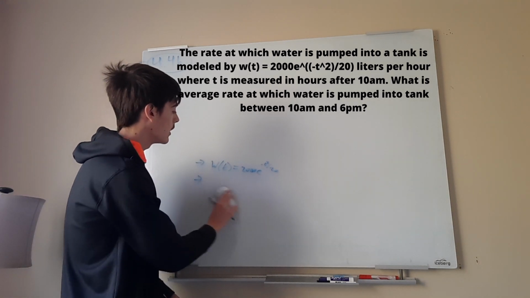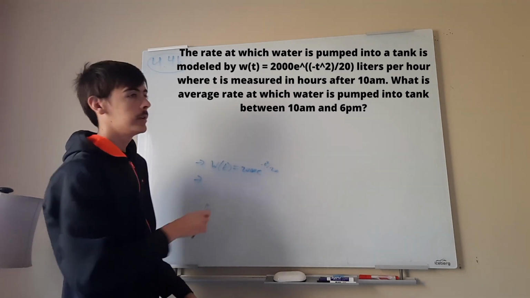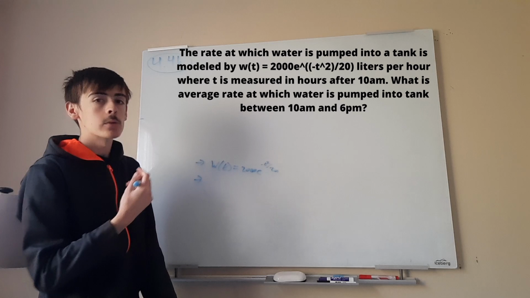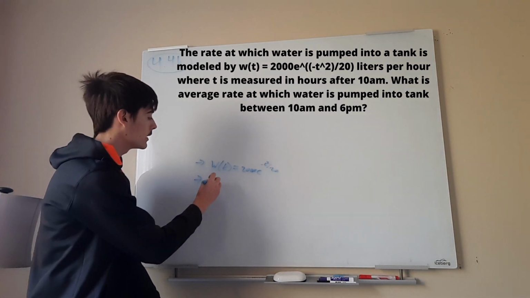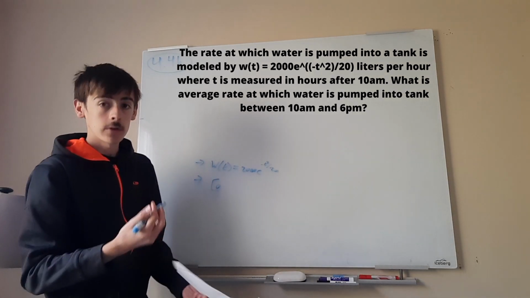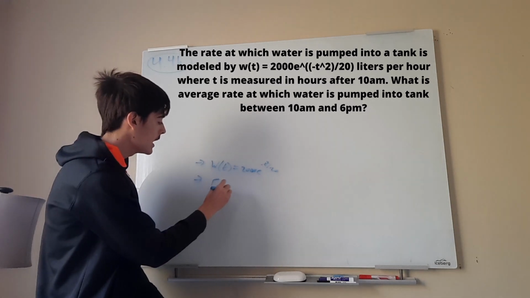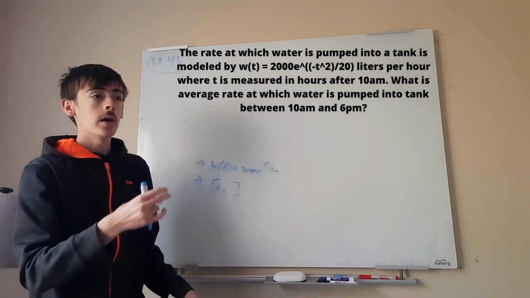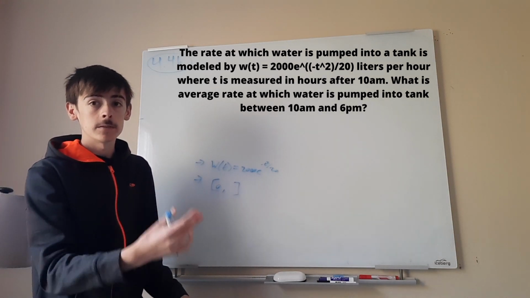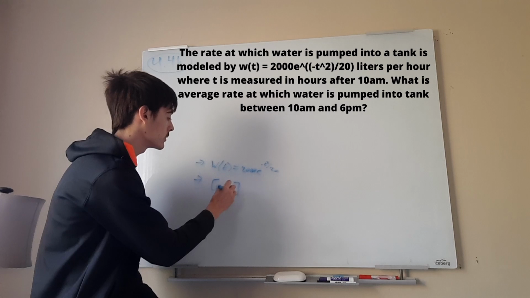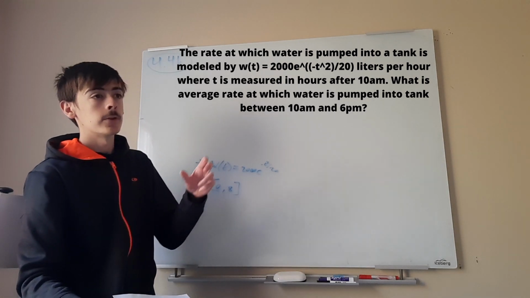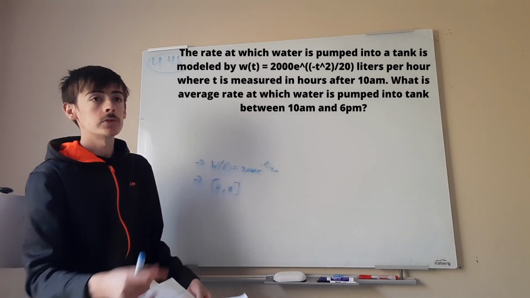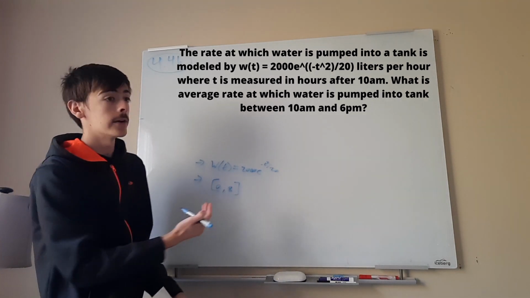It says our variable t is measured in hours after 10 a.m. So because of that, we are going to assume that 10 a.m. is time 0. So our interval starts at 0. And they wanted to go from 10 a.m. to 6 p.m. The amount of hours between 10 a.m. and 6 p.m. is actually going to be 8 hours. Because from 10 a.m. to 12 p.m., that's 2 hours. And then 12 to 6, that's 6 hours. So 2 plus 6 is 8. So that's where we get our interval.